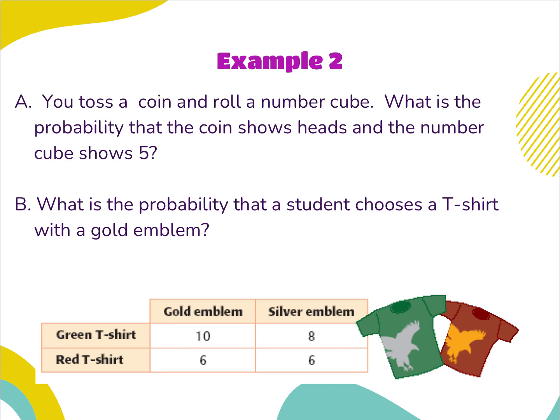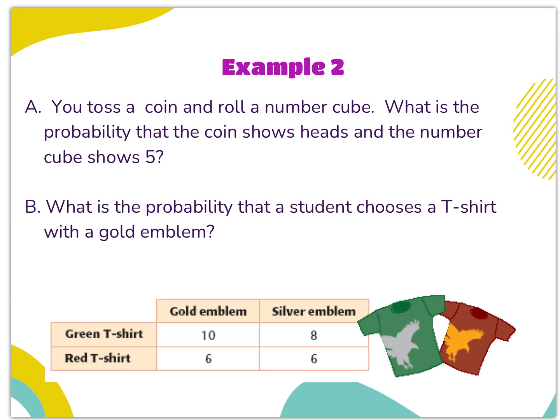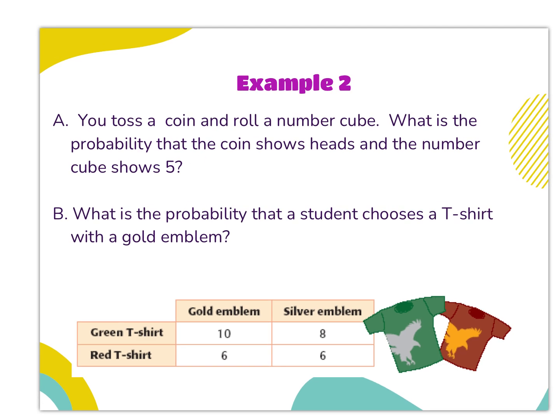So again, we go back here, and now we're going to find some probabilities. So you toss a coin and you roll a number cube. What is the probability that the coin shows heads and the number cube shows 5? So again, we got to know, first of all, if I toss a coin, I have 2 outcomes. If I roll a dice, I have 6 possible outcomes. And so there are 12 total possible outcomes in this sample space. So I know my probability of getting a heads and a 5 is going to be some number out of 12 possible outcomes.